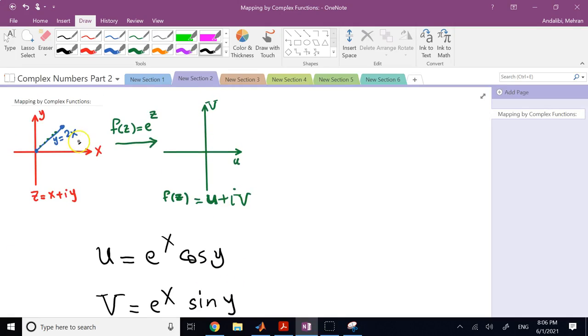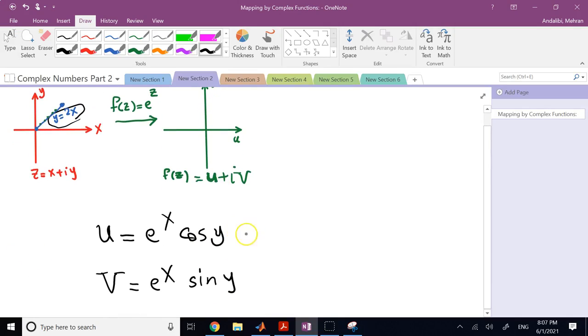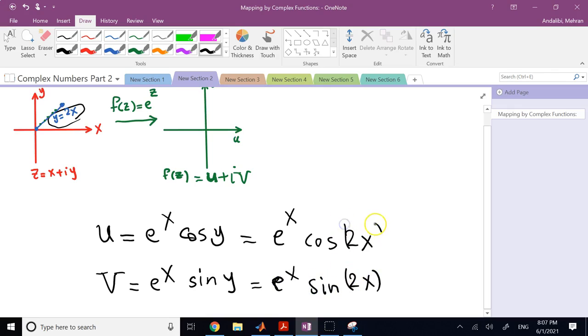But y and x are related by this equation. So wherever I have y, I replace it with 2x. So this is going to be e to the x cosine of 2x, and this is going to be e to the x sine 2x. Now, does that give me anything?